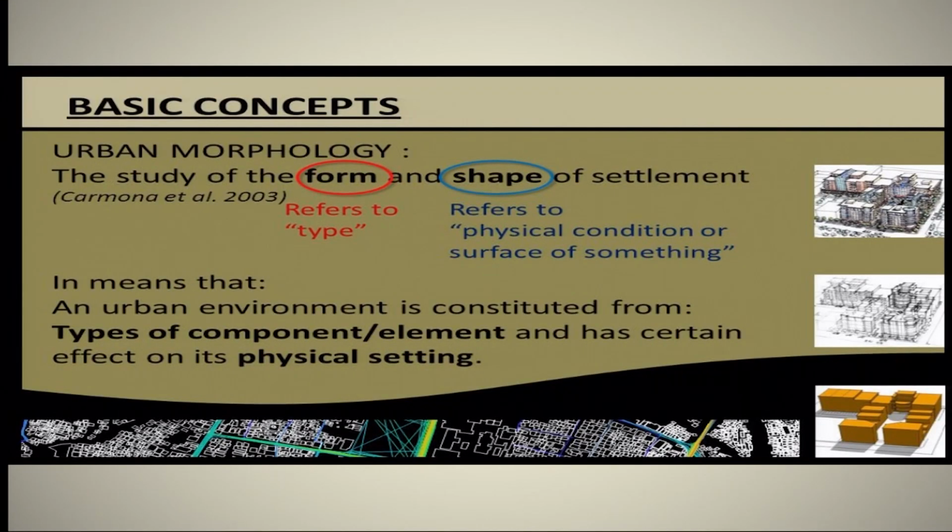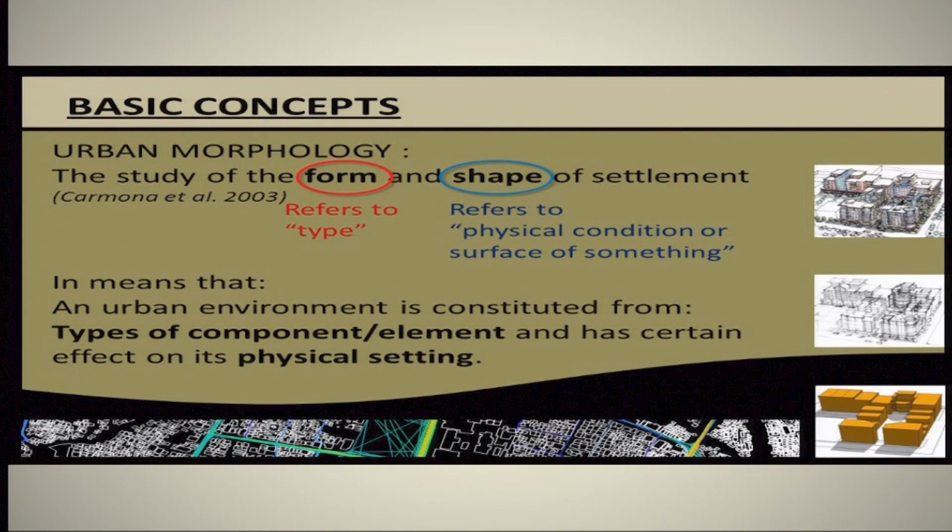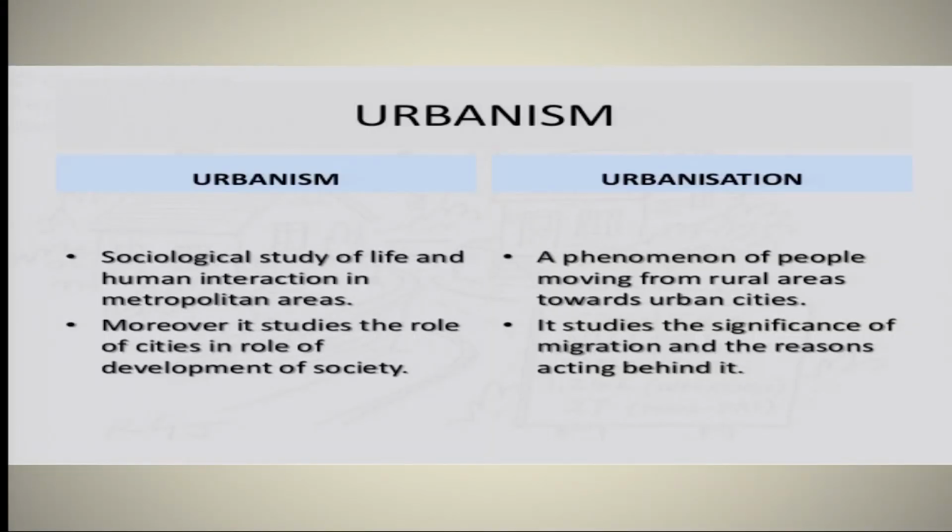Let's refer to the physical conditions or the surface of something. It means that an urban environment is constituted from types of components and elements and has a certain effect on its physical settings too. What we find in urbanism, the difference between urbanism and urbanization, is that urbanism is the sociological study of life and human interaction in the metropolitan areas. Moreover, it studies the role of cities in the development of a society.